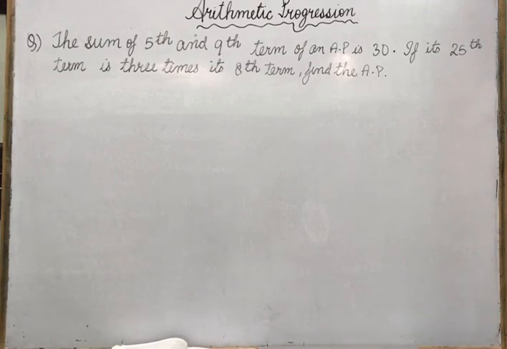You get it in the board examination of 3 marks. These are the questions. See, the sum of 5th and 9th term of an AP is 30. It means T5 plus T9 equals 30. Come on, solve it, everyone. Do it on your own. Okay, I'll tell you, just let everyone do it. I'll tell you the answer.